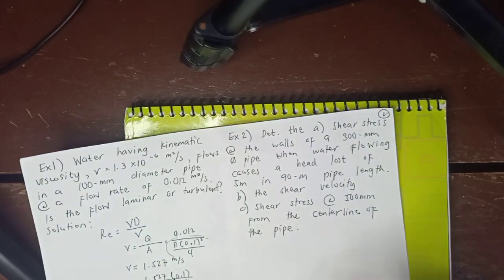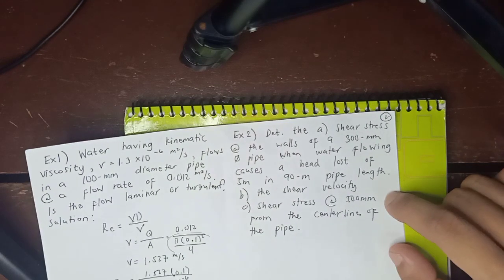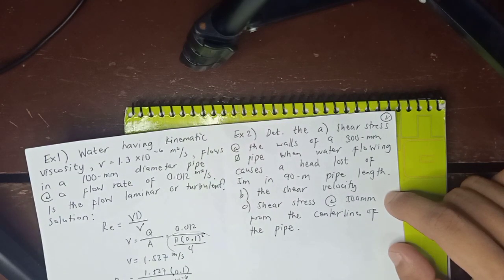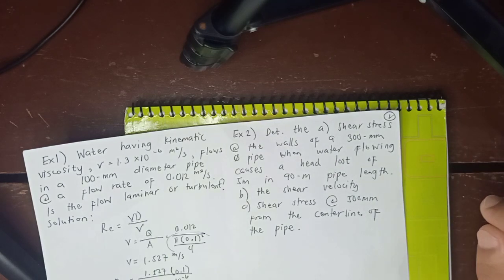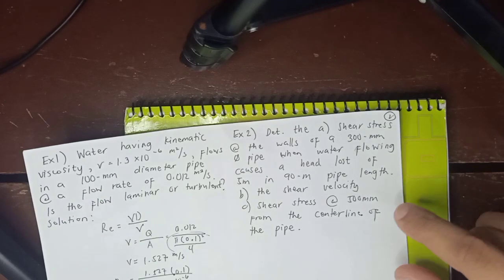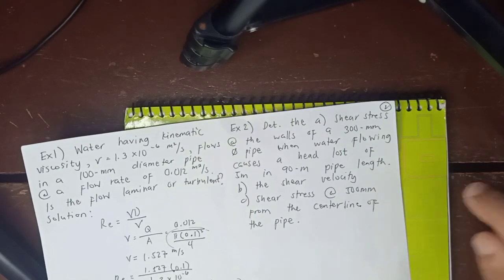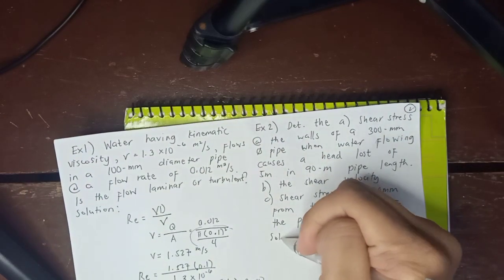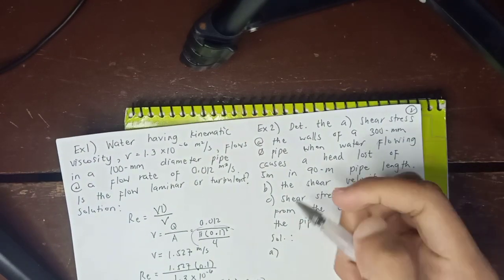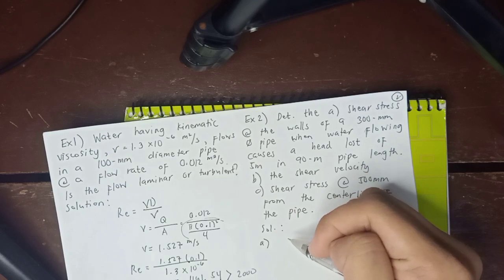Determine first the shear stress at the walls of a 300 millimeter diameter pipe when the water flowing causes a head loss of 5 meters in 90 meters pipe length. Second, the shear velocity. Third, the shear stress at 50 millimeter from the center line of the pipe. So let's do it. A, shear stress at the walls.